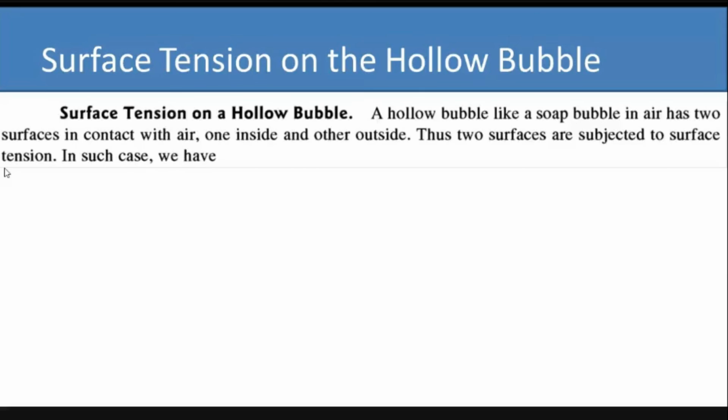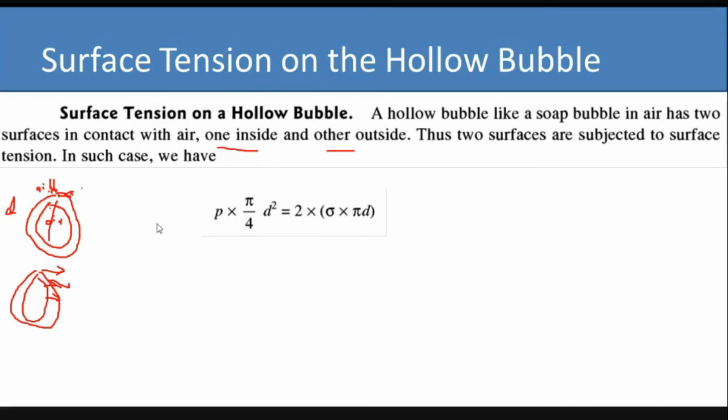After that, our next case is the hollow bubble. A hollow bubble has two surfaces, one outer surface and one inner surface, both in contact with air. Consider a hollow bubble like a soap bubble in air. These two surfaces are subjected to surface tension, so the total surface tension force will be 2 times sigma into pi d, because there are two surfaces.